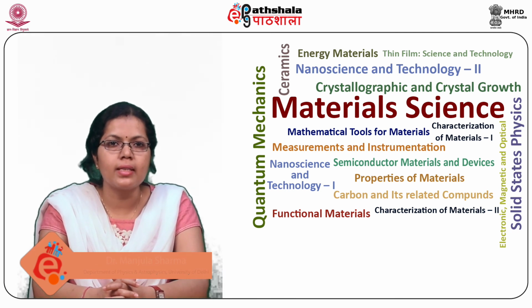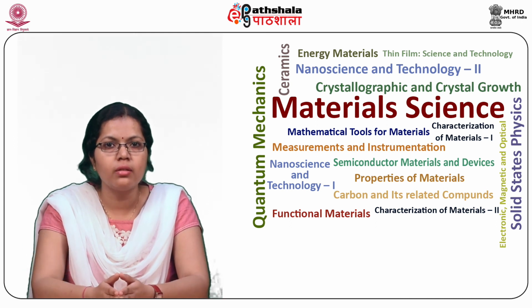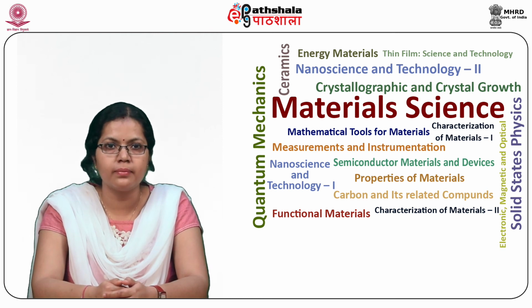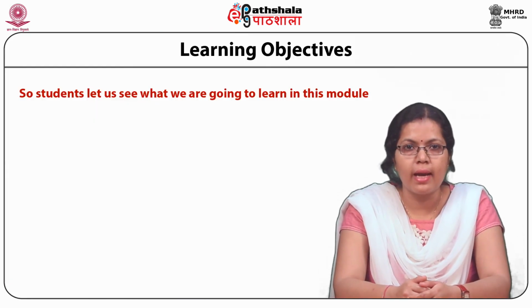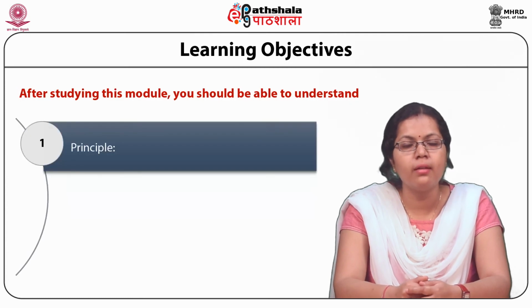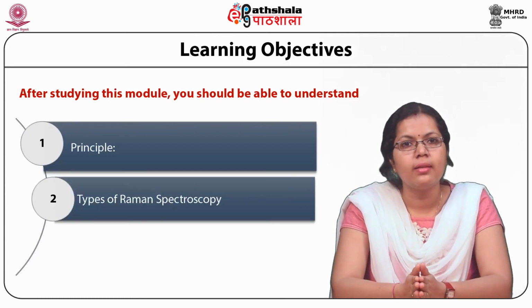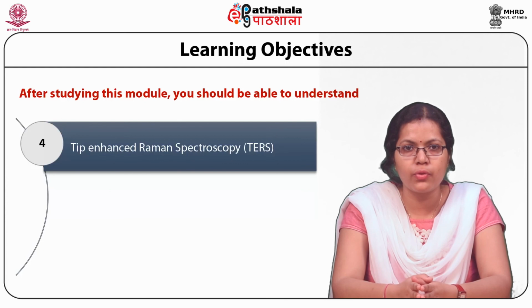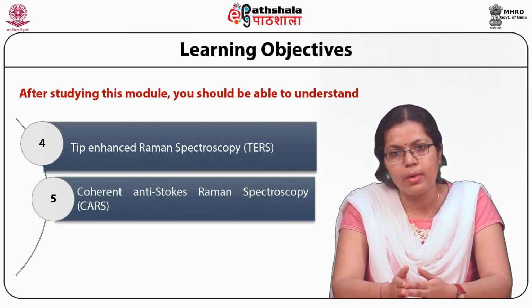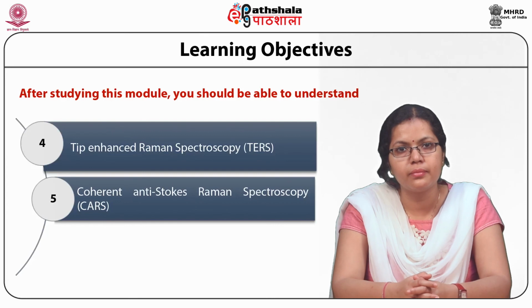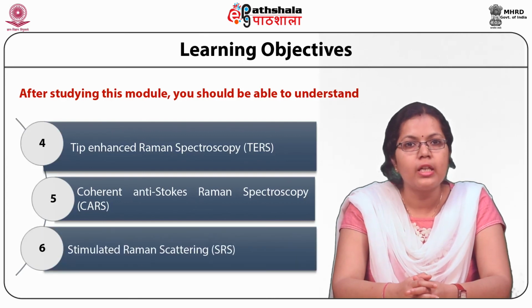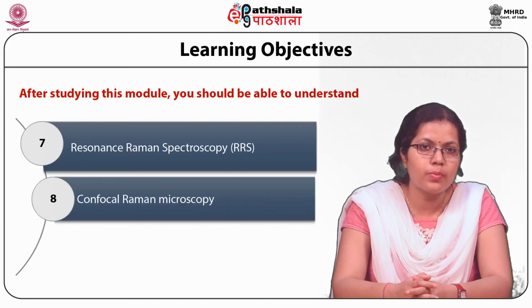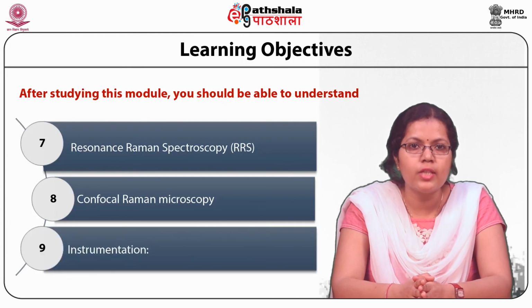Today we are going to discuss the module Principles and Instrumentation of the Raman Spectroscopy from the paper Characterization of Materials 1. After studying this module, you should be able to understand the principles of the Raman spectroscopy, the various types of Raman spectroscopy, that is the surface enhanced Raman spectroscopy, tip enhanced Raman spectroscopy, coherent anti-Stokes Raman spectroscopy, stimulated Raman spectroscopy, resonance Raman spectroscopy, and confocal Raman spectroscopy, and finally the instrumentation.